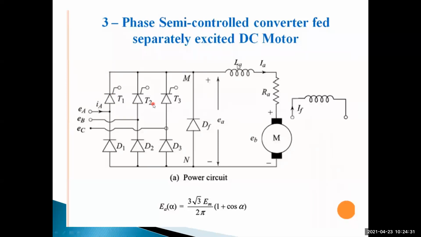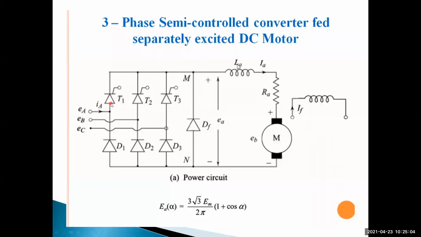It is 360 by 3 here, but in a single-phase semiconverter it is 360 by 2, that means 180 degrees only. Each thyristor's conduction duration is 180 degrees in a single-phase semiconverter, but in the three-phase semiconverter it is 120 degrees. Thyristor T1 conducts 120 degrees, T2 also, T3 also, and similarly D1, D2, D3 also conduct 120 degrees.